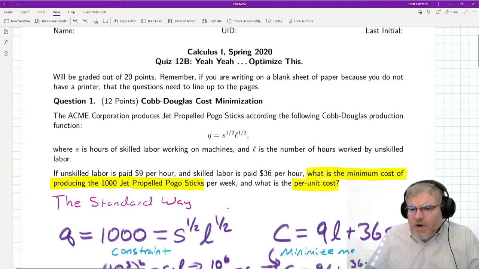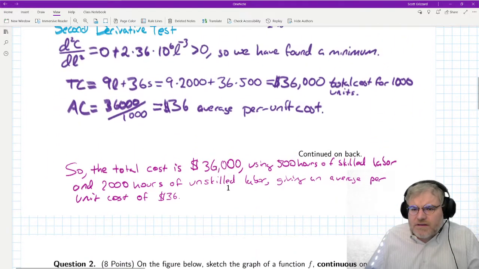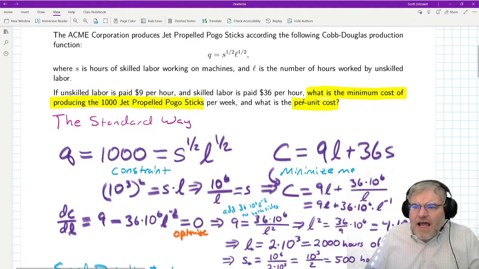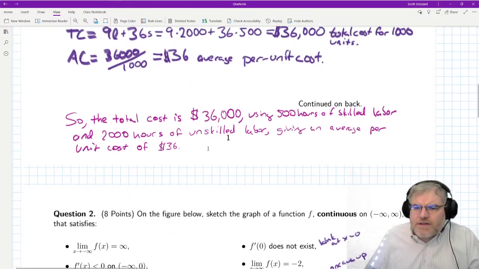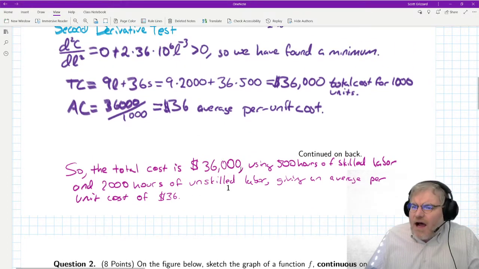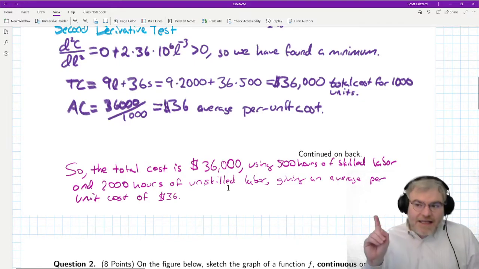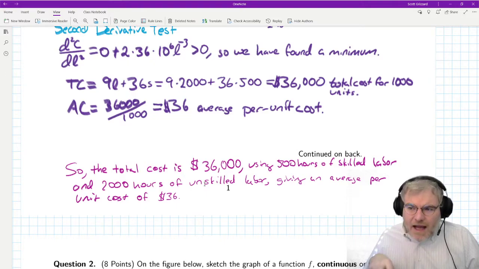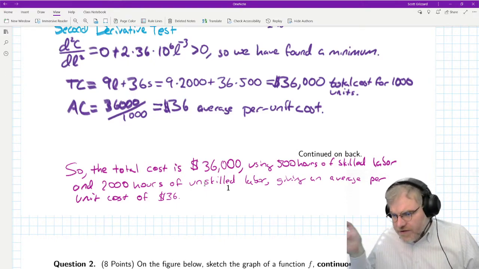What is the minimum cost? I have it, 36,000. And what is the per unit cost? I have it, $36, right? I divided by the 1,000. I also said the 500 skilled and 2,000 hours of unskilled. I didn't have to, right? I didn't have to because that wasn't part of the question.